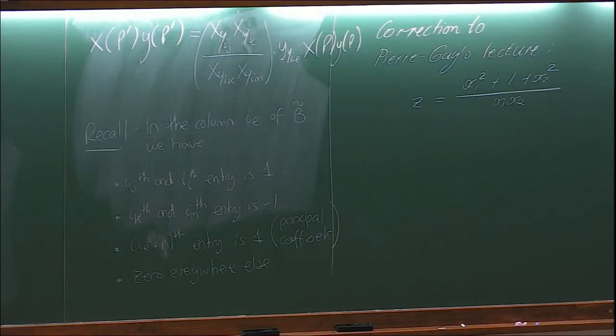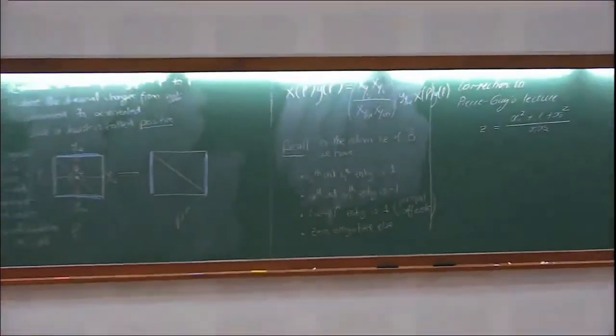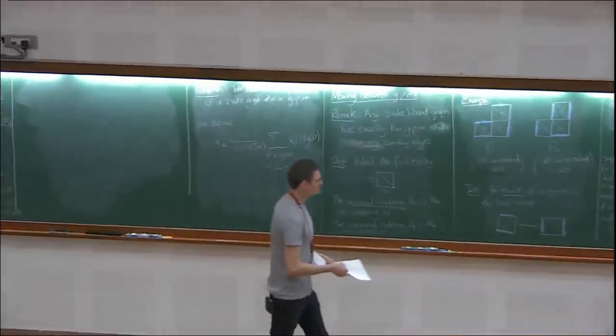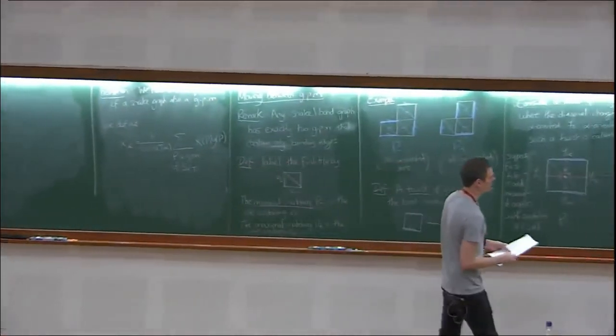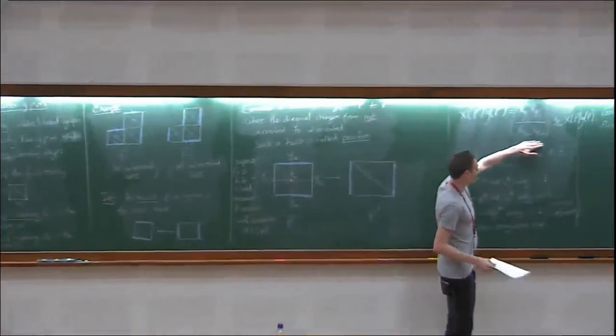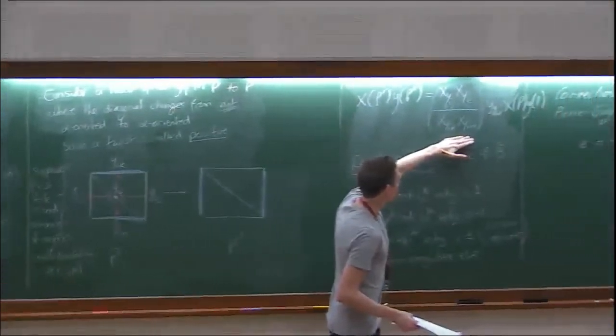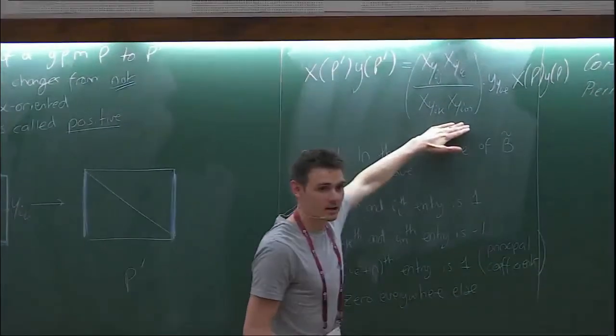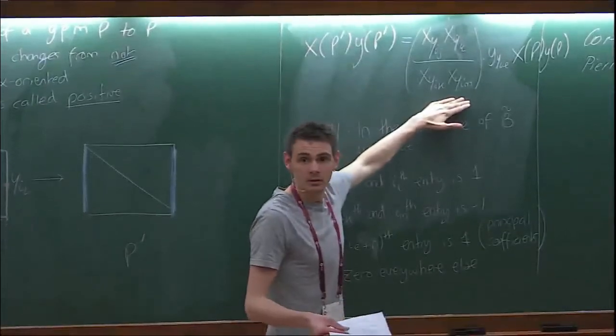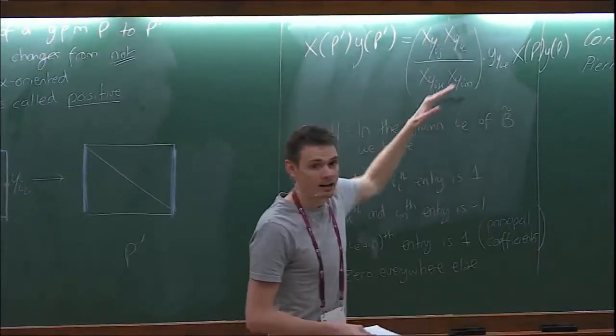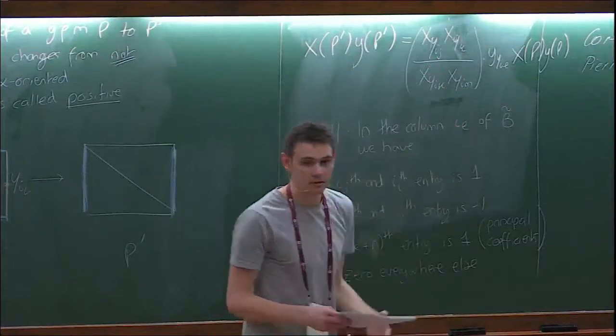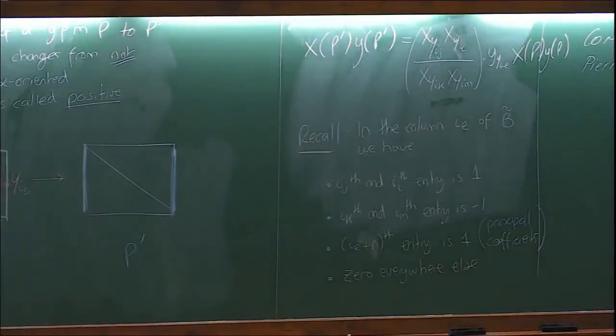So we can summarize how far we've got and the information we just got from looking at this positive move by studying this behavior. If you think about it, this is exactly what we get from adding the column IE to the exponent, the IEth column of B tilde.